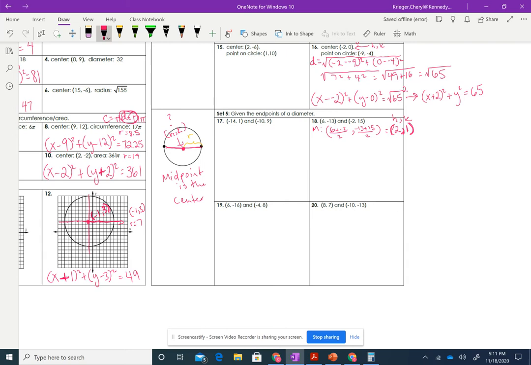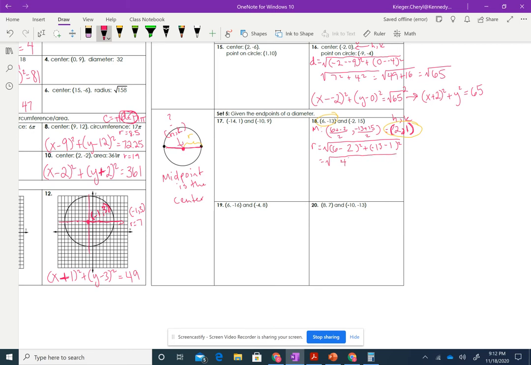So to find the radius, we have to find the distance between the center and one of my points. I'm just going to pick the point that I feel like will be the best. It actually doesn't matter, but I'm going to choose the first one. So plugging it in: 6 minus 2 squared, that's x2 minus x1 squared, plus negative 13 minus 1 squared. So we'll simplify that.